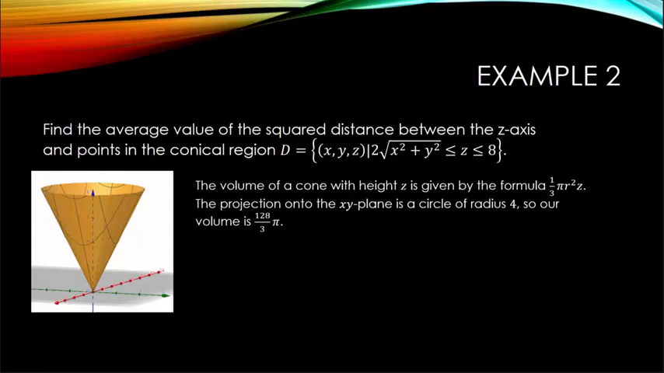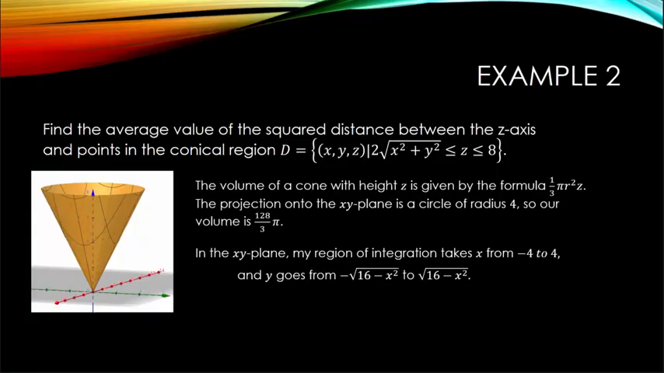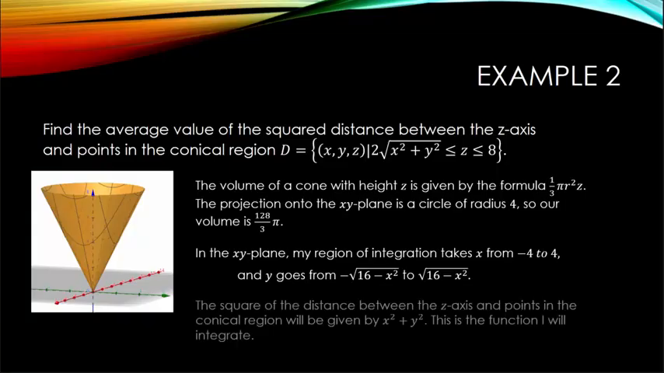The projection onto the xy plane is a circle of radius 4, so our volume here is 128/3 times pi. In the xy plane, my region of integration will take x from -4 to 4, and y is going to go from negative square root of 16 minus x squared to square root of 16 minus x squared. The square of the distance between the z-axis and points in the conical region will be given by x squared plus y squared. This is the function I want to integrate.